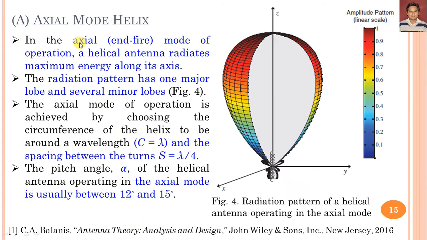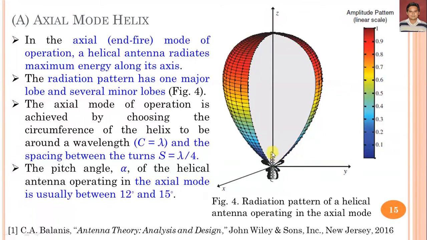The axial mode is also called the end fire mode, because the radiation properties of the helical antenna are similar to end fire radiation. A helical antenna radiates maximum energy along its axis. Here you can see a left-handed helical antenna, or we can also consider a right-handed helical antenna. In that case, the radiation pattern is the same and it has one major lobe, some minor lobes, and a back lobe.